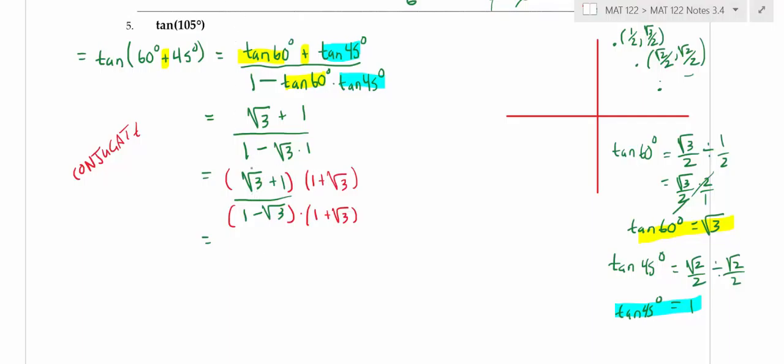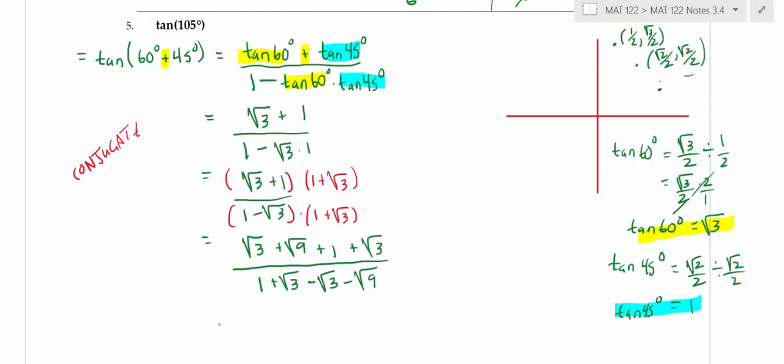So square root of 3 times 1 is the square root of 3, of course. Outer term, square root of 3 times square root of 3 is square root of 9. Inner term, 1 times 1 is 1. And then the last term, 1 times the square root of 3 is the square root of 3. Now if you go to the denominator, first term, 1 times 1 is 1. Outer term is square root of 3. Inner term is negative square root of 3. Last term is negative square root of 9, like that.